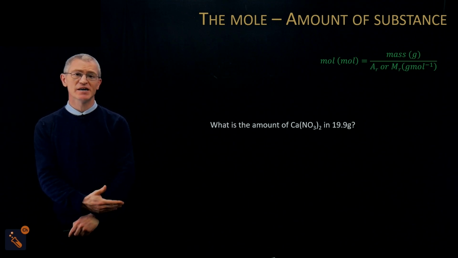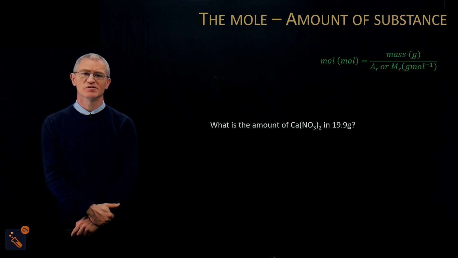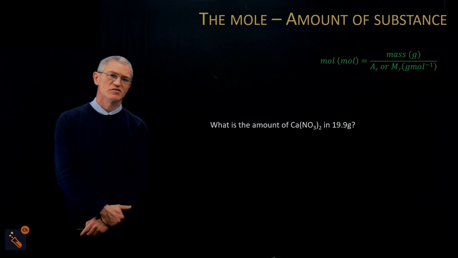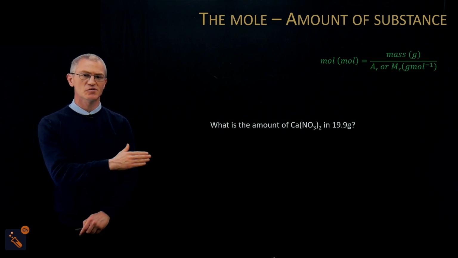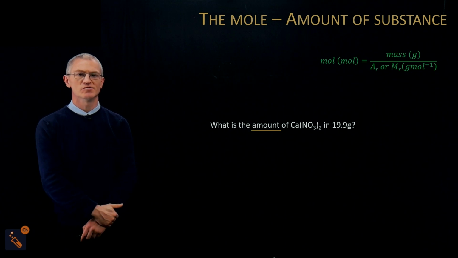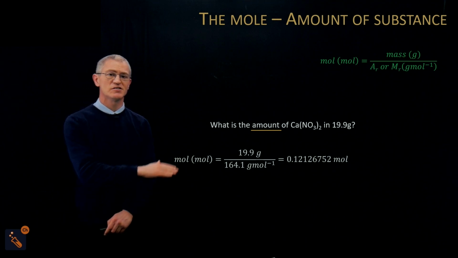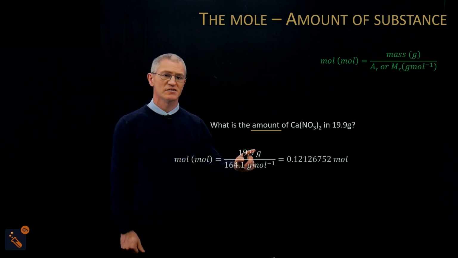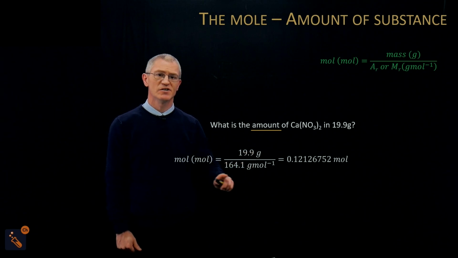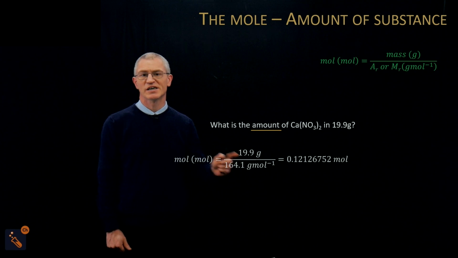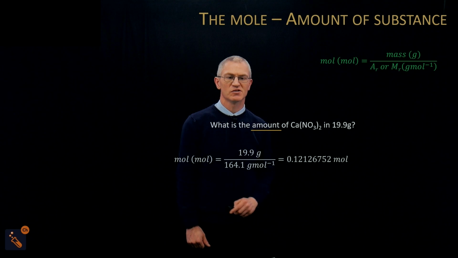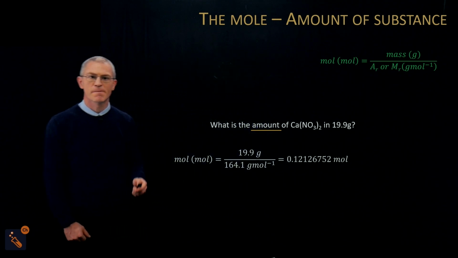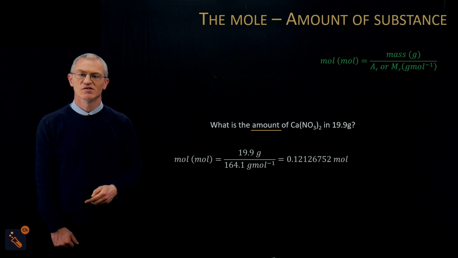So if we look here, what is the amount of calcium nitrate in 19.9 grams? If you're used to significant figures, there's a few rules that you need to know. First of all, we're asked for the amount, which means we need to calculate the number of moles. Then our calculation is moles equals the mass, which is 19.9, divided by our molecular mass, which we calculated in a previous slide. And we've got this very long number, which often comes out on your calculator. But we need to know what to write down on the exam paper.